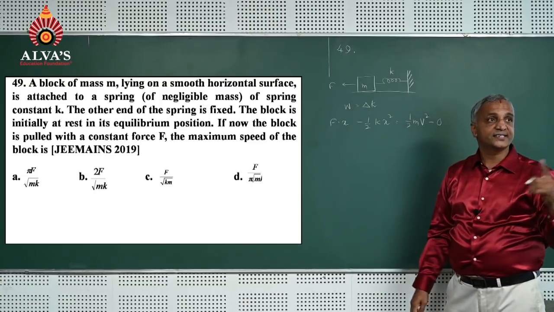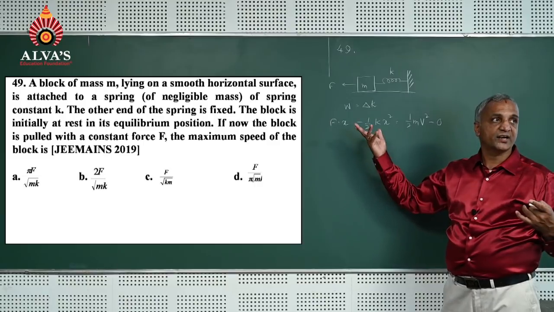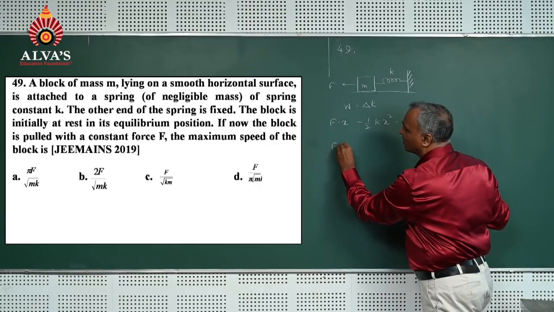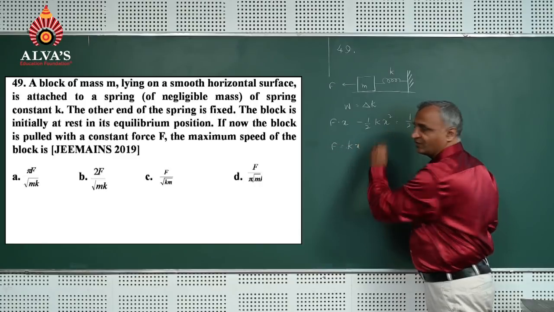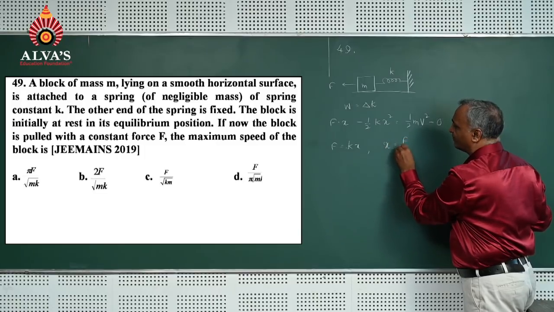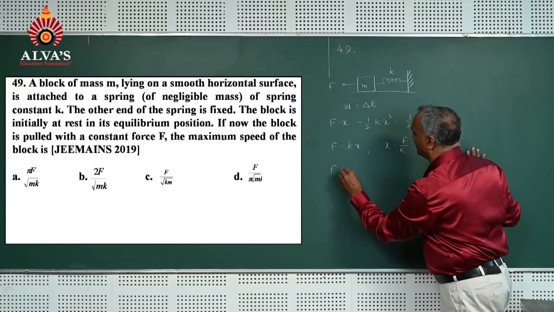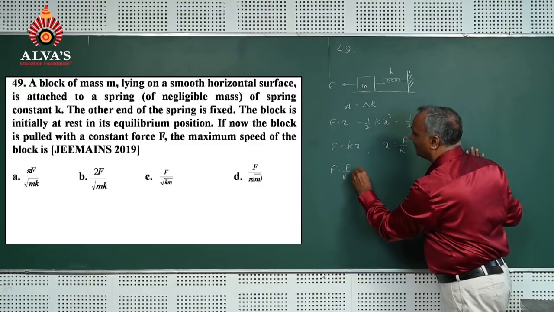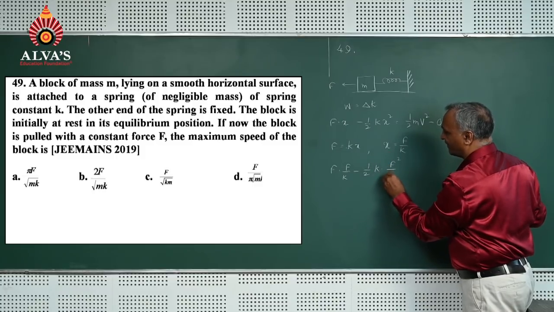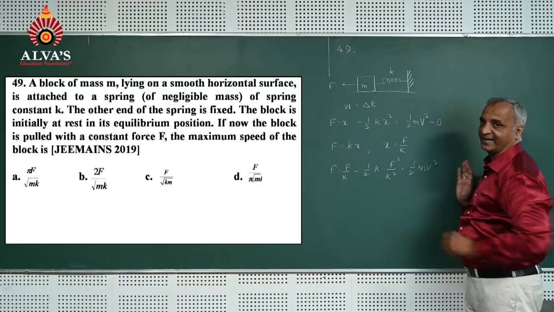Now, the answers are actually given in terms of F and m, which means there should not be any x term. Also we know that spring force is equal to k into x. From this you substitute x is equal to F by k in the equation. So I am going to get F into F by k minus half k into F square divided by k square is equal to half m v square.